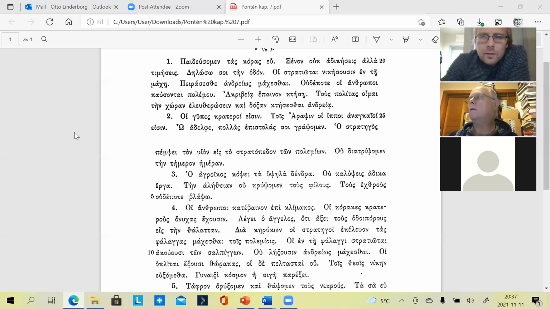Okay, so: We shall teach the maidens well. Exactly, yes. Paidusamen tas kora. Then you will not do wrong to the stranger, but you will honor him. Yes, exactly. So this was first person plural, and this was second person singular, both future active forms.